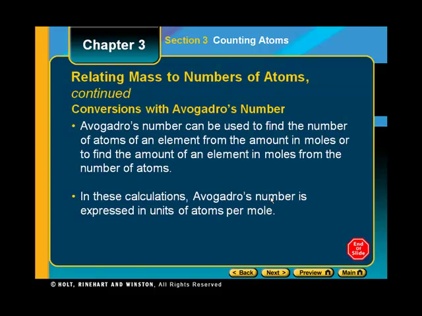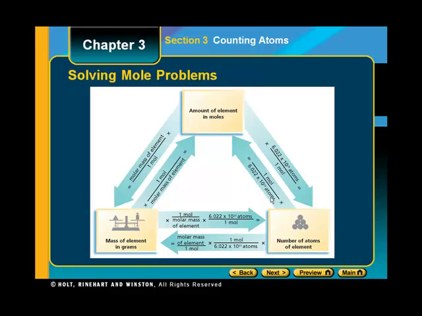Now, using Avogadro's number, we can determine how many atoms or how many particles are in a particular amount of the substance. Okay? So when we convert from a mass in grams to amount in moles, we would use the conversion factor of the molar mass, right, on the left part of the screen here. If we're going to go from moles to atoms, we're going to use Avogadro's number, right?